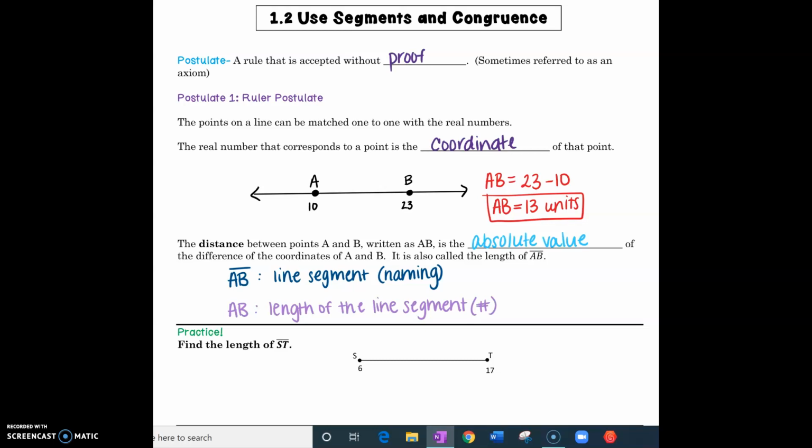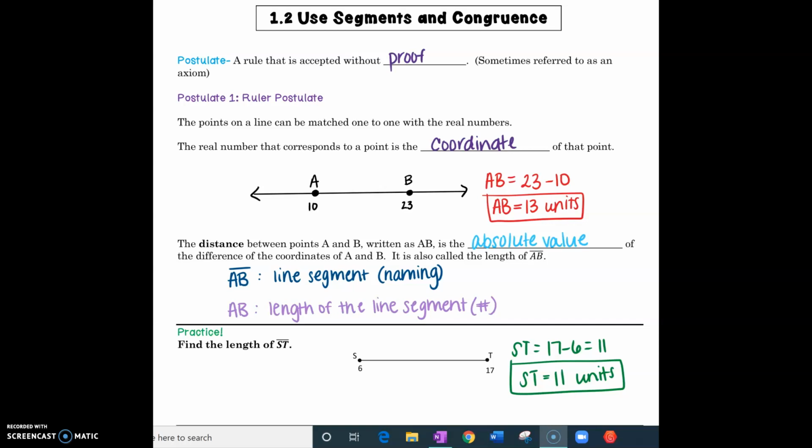Pause the video and try the practice problem on your own. So to find the length of ST, again, we're just going to take the difference of the coordinates. So ST is equal to 17 minus 6, which is 11. So ST equals 11 units. We cannot have a negative value for the length of a line segment. So that's why the distance between the 2 points is the absolute value of the difference.